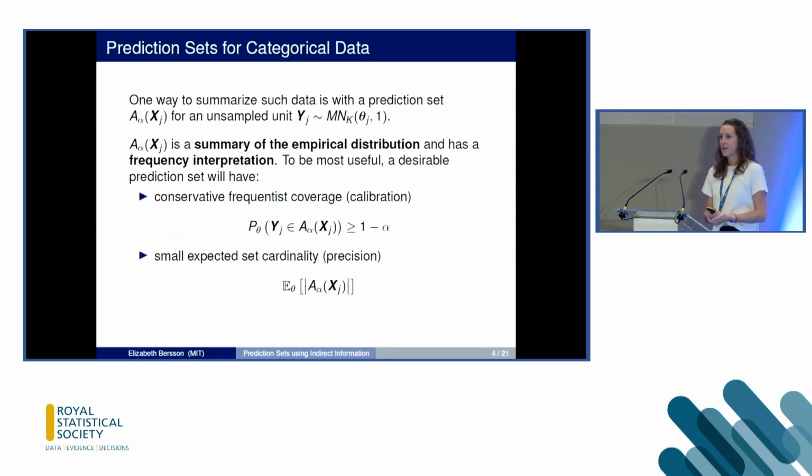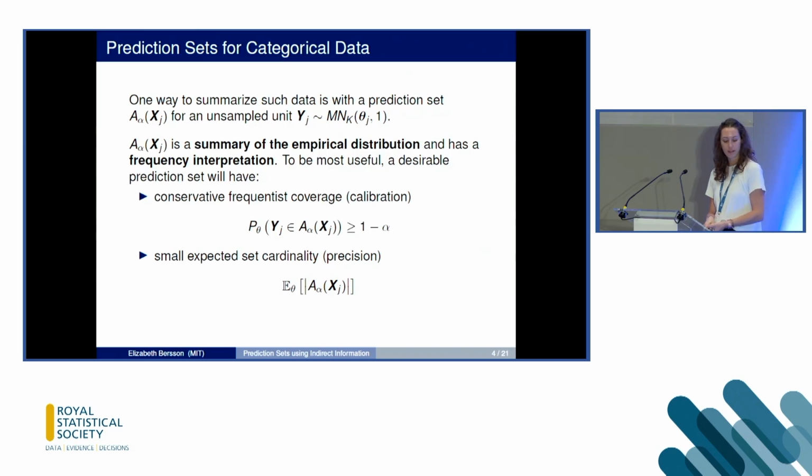So commonly, these data are summarized with an empirical distribution based on our sample. And there's not really a straightforward notion of uncertainty quantification with this. So we're proposing to summarize such data with a prediction set constructed for an error rate alpha, and we'll label that A alpha. Such a prediction set is a summary of the empirical distribution, which I'll make clear in the coming slides. And it has this frequency interpretation since it was constructed for this error rate alpha.